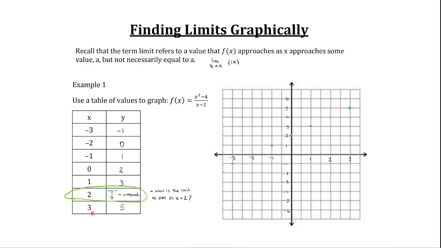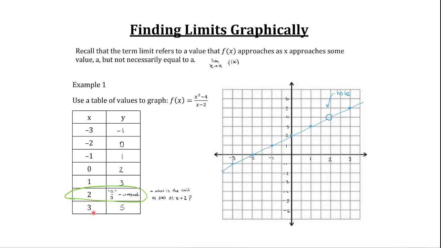But I don't really know what's going on here at x is equal to 2. So I'm actually going to leave that blank for now, okay? And I'm going to represent that with an open circle, because I don't really know what's happening there. We have a hole, all right? We have a hole. So we might wonder, what is actually happening at x is equal to 2?